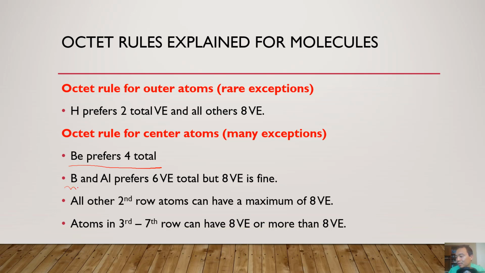And for boron and aluminum, if you have 6 valence electrons, that's fine. But if you give me 8, that's good too. For all other second row atoms like nitrogen, oxygen, fluorine, if they serve as the center atom, you can take a maximum of 8 valence electrons. And for atoms in the 3rd to 7th row, you can have 8 or more valence electrons. So hopefully you do notice for the center atom there are many exceptions to the octet rule.